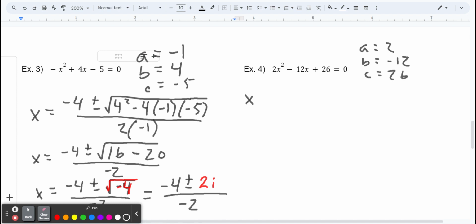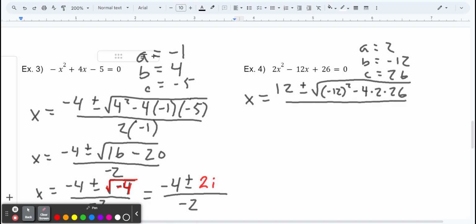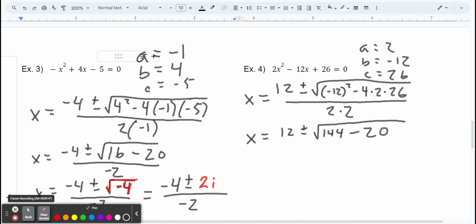We rewrite our quadratic formula, x equals negative b. So in this case, we're taking a negative of a negative. It's a positive 12, plus or minus the square root of b squared. So that negative 12 squared minus 4 times 2 times 26, all over 2 times 2. And we just start simplifying once that formula is set up. So 12 plus or minus the square root, 12 squared is 144. And we are subtracting 208 from that. And that's all over 4.